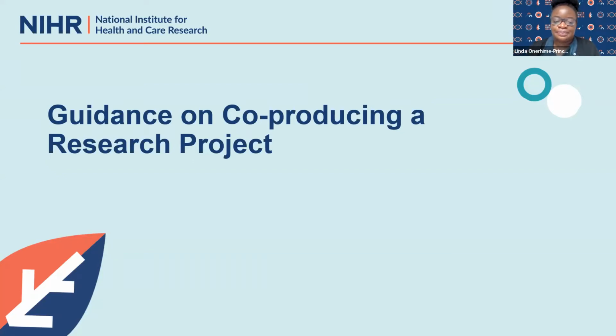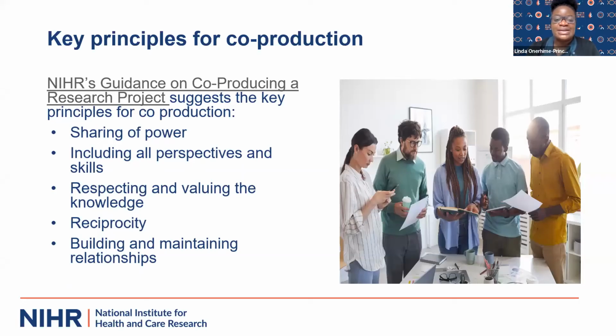Next slide, please. I will now discuss the key principles for co-production. NIHR has a guidance on co-producing a research project, and they suggest that these are the key principles in regards to co-production. So first of all, sharing of power. Research is jointly owned and people work together to achieve a joint understanding. So the researcher shares power with the members of the public that are involved in the research, and they very much make decisions about the research together.